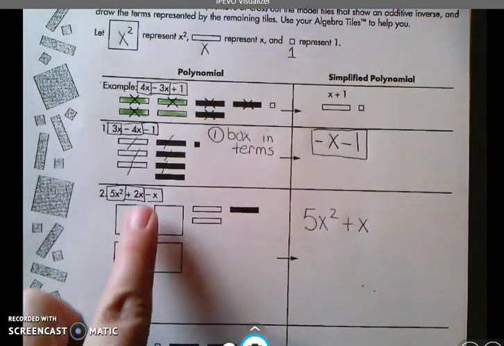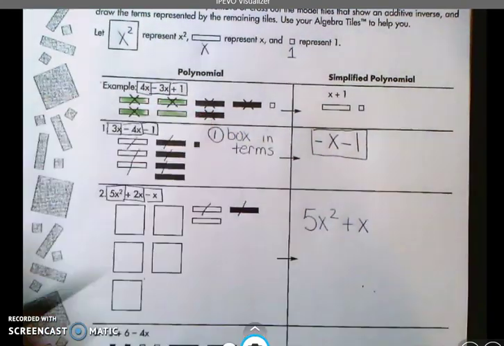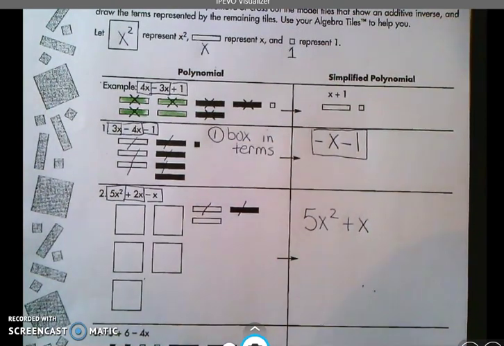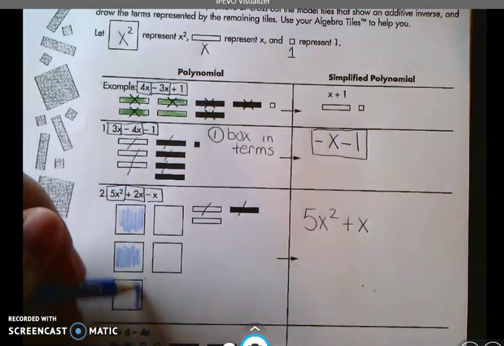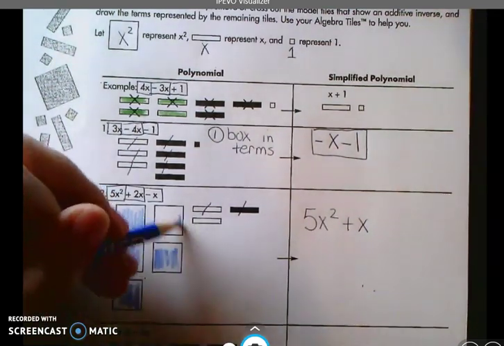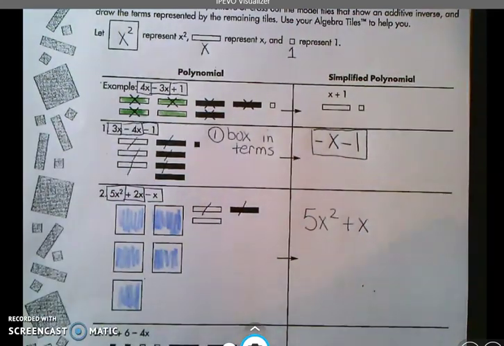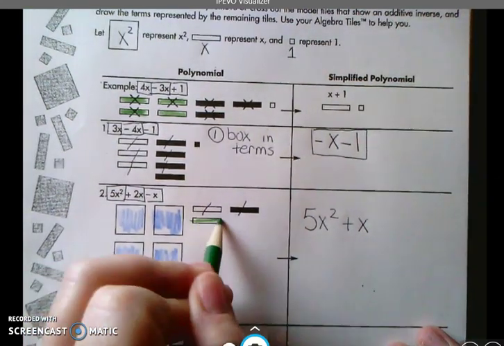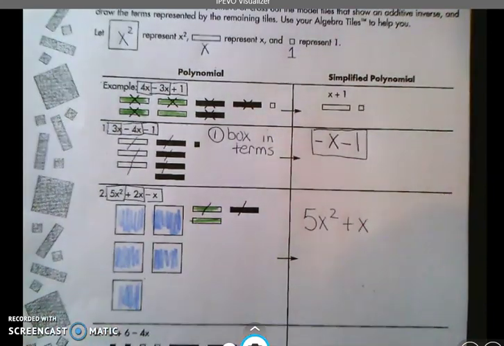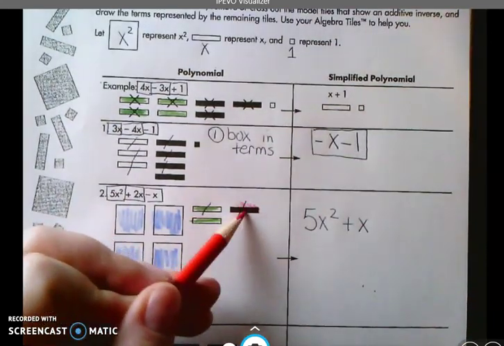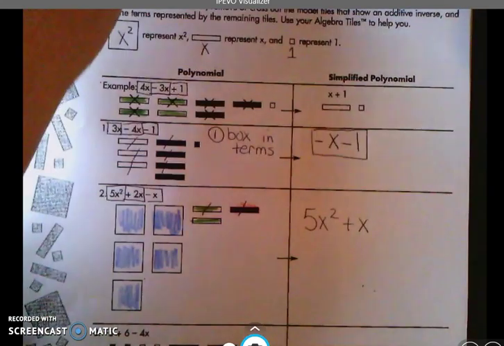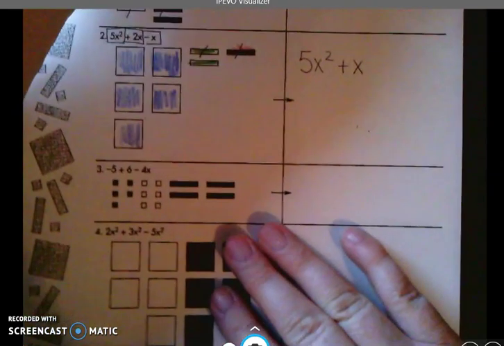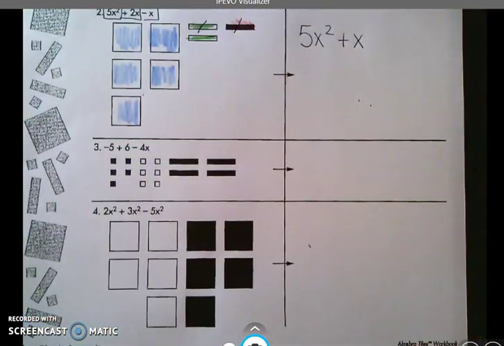And if you notice over here, you can only cancel these out. These are all blue. These were greens. And this was a red. So a red and green cancel out. Okay, hit pause and try the next two on your own. Hit play when you're ready to check them.